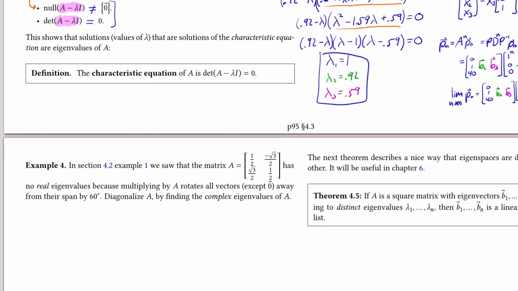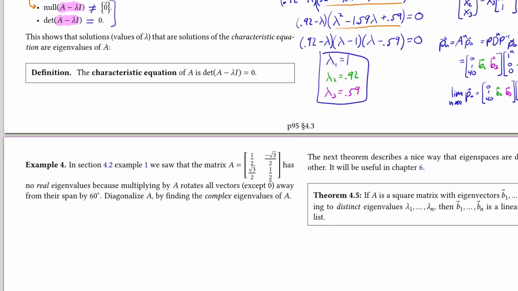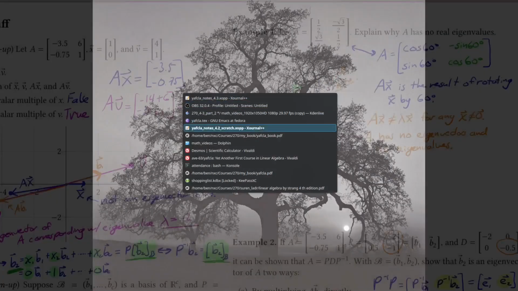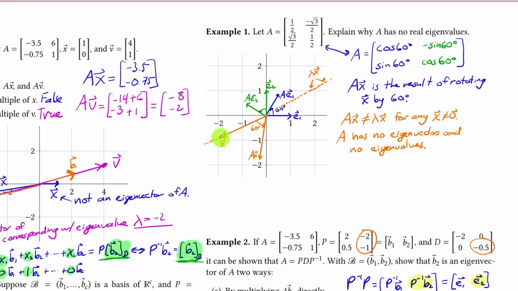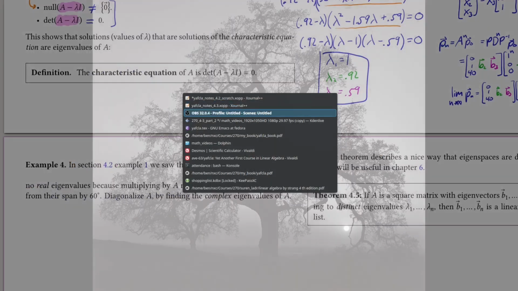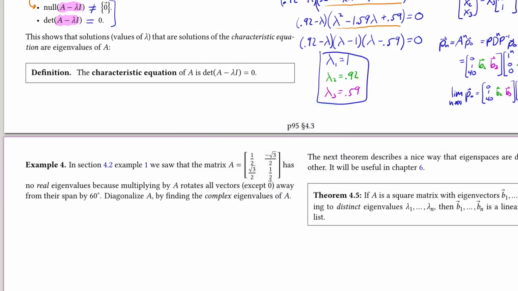We saw in 4.2 example 1 that this matrix has no real eigenvalues because multiplying an R2 vector by A rotates vectors by 60 degrees away from their span. So we saw that for any non-zero vector x, when you do A times x, you do not get a scalar multiple of x. So no non-zero vector is an eigenvector. And of course, 0 can't be an eigenvector either.